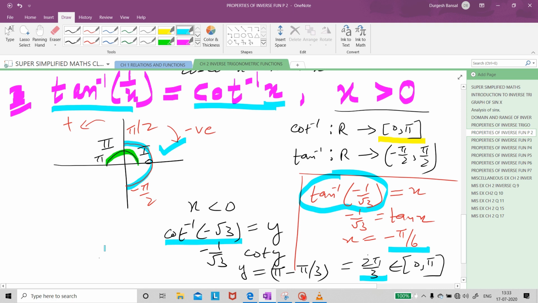And if you take the negative angles, cot inverse x moves to the second quadrant, whereas tan inverse x moves to the fourth quadrant. And therefore, we have to take x to be greater than 0 for this particular property to be true.